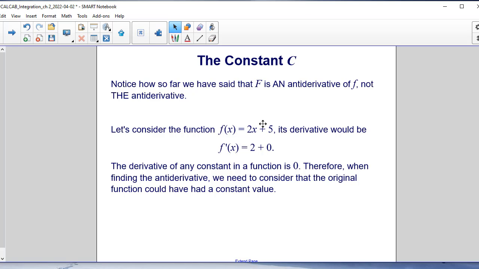If we go back up here to our original, let's consider the case if we had f of x equal to 2x plus 1. What would the derivative of 2x plus 1 be? It would still be 2. So we don't know the value of the constant term, therefore we use a general C to explain that.